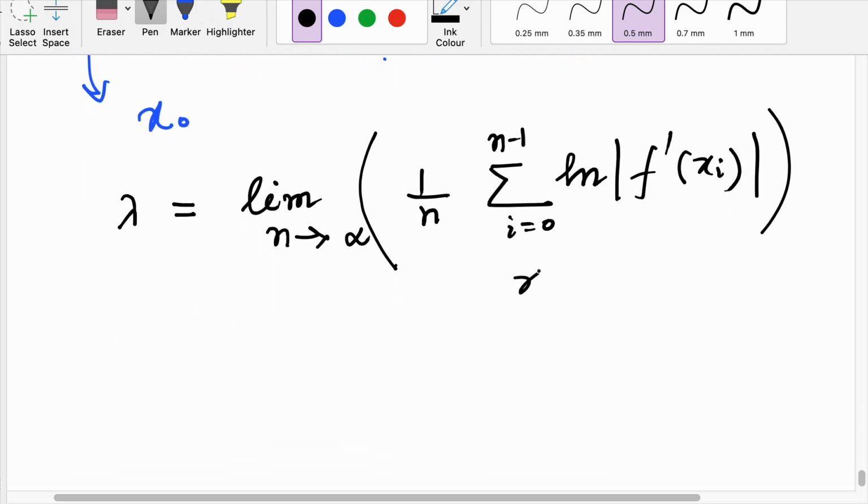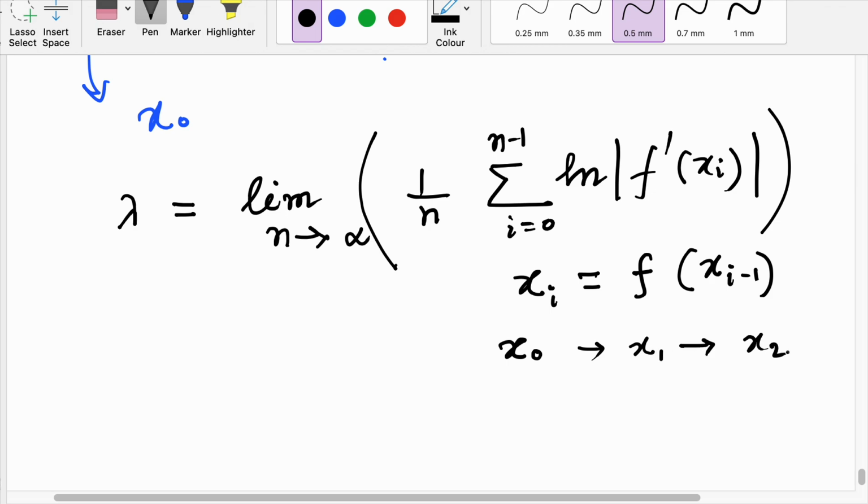And what is this xi? xi will be f of x i minus 1. In a similar manner, from x0 you will get x1, and from x1 you will get x2. That's how we generate this xi. And the f prime, if you know the map or the function, you will get the first derivative. So that is how the Lyapunov exponent is computed.